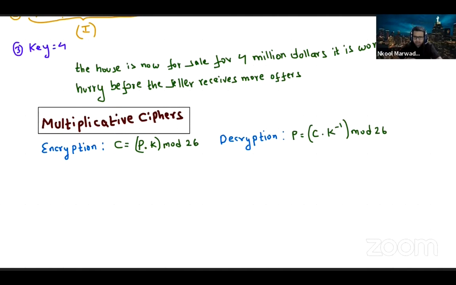And for decryption, whatever ciphertext symbol we have, we multiply it with the inverse of the key, K inverse, and we do the mod 26, and we get the plain text symbol.